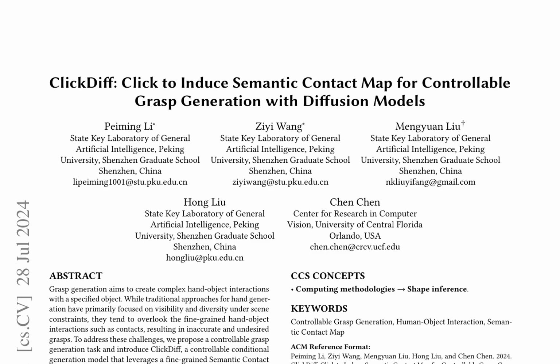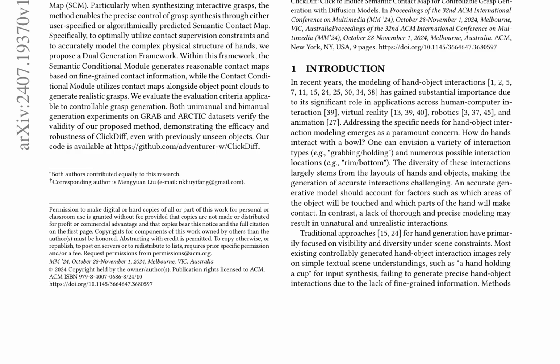The authors propose a controllable grasp generation task, enabling the precise control of grasp synthesis through user-specified or algorithmically predicted SCM. The key insight is that hand joint movements are largely driven by finger geometry, and explicitly modeling finger-object contact during training and inference can serve as a powerful proxy guide.